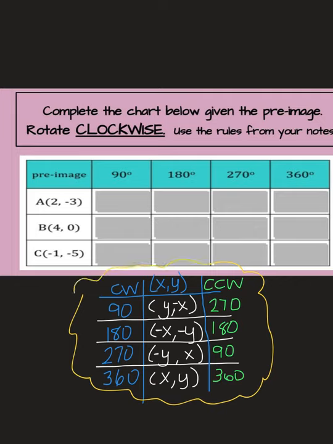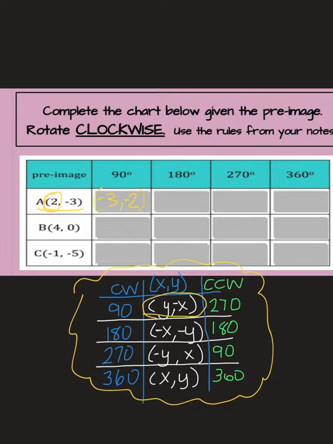you can have a 2-in-1 little chart. So when I do my homework here, it says my pre-image was 2, -3, and I'm going to do a clockwise 90. So it says this is my rule for that. I'm going to switch my values around. So switch them around. The X is going to become the opposite. So the X was a 2, and now it's going to become the opposite. So those would be my new coordinates.